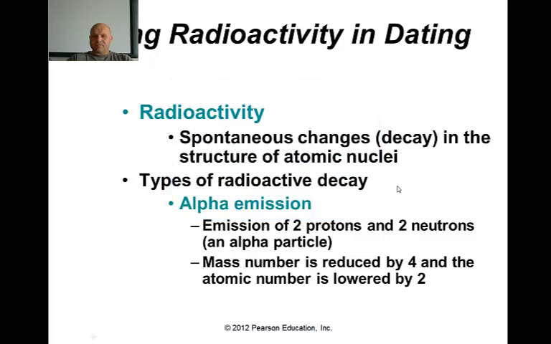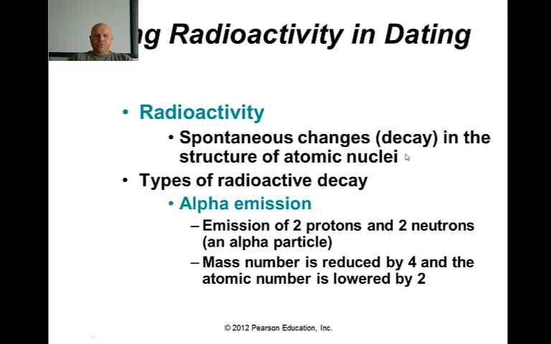Radioactivity, of course, is a spontaneous change or a decay in the structure of an atom. So say we have that tritium, and it's got those 2 neutrons, and we know there's a lot of tritium. We can determine how old something is by how quickly that tritium turns into regular old hydrogen. Okay, so that's how we would use that.